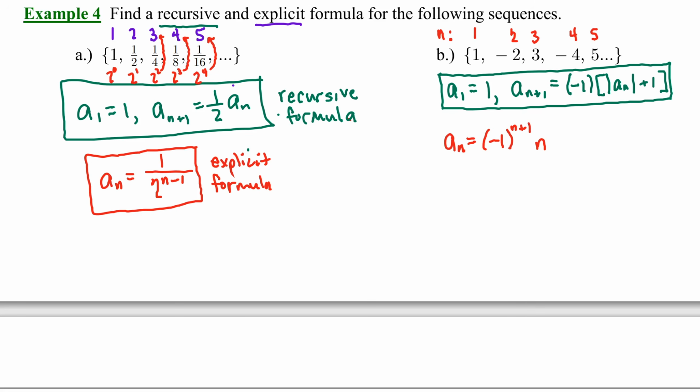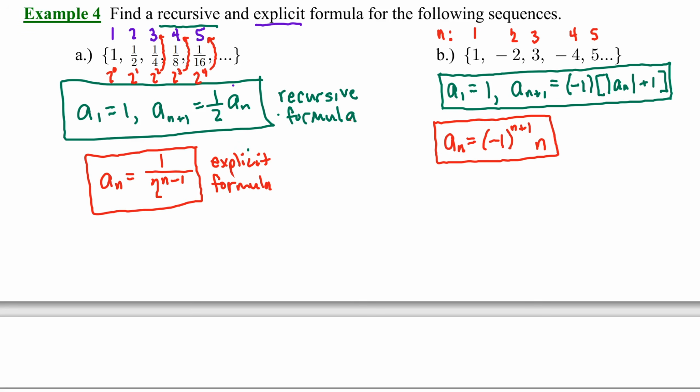Notice, if n is equal to 1, we have -1 squared, which gives me a positive 1. If n is equal to 2, we have -1 raised to the third power, which gives me an odd number of negatives, or a negative sign, so -1 times 2. So this gives us our explicit formula.